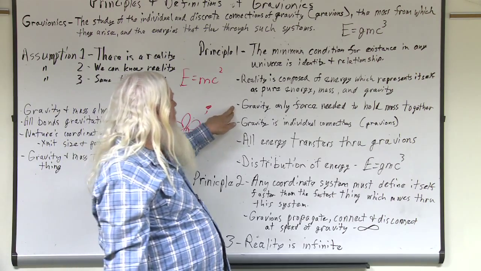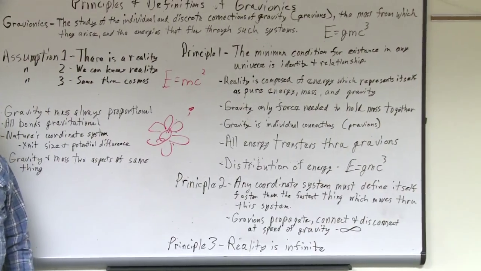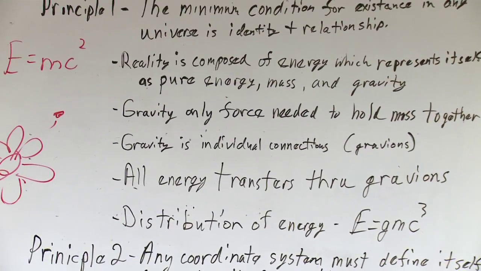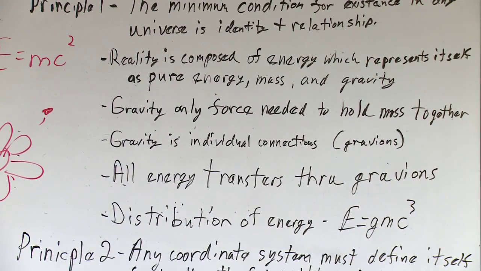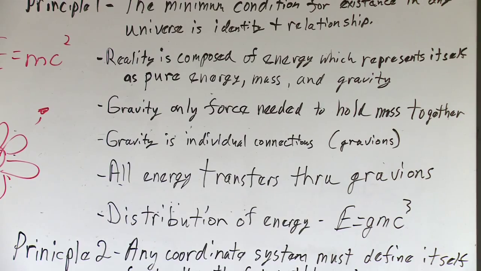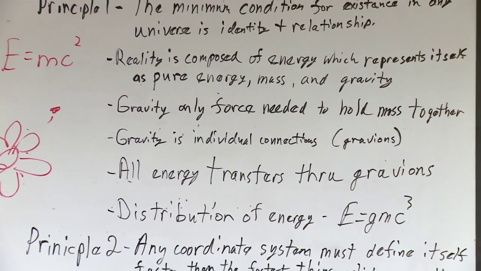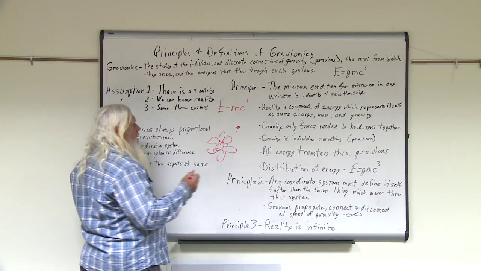The second thing is gravity is the only force needed to hold mass together. Right now in science we have a whole bunch of different bonds, like the electron bond, and that's not considered a gravitational bond, but gravionics considers it a gravitational bond. And also we have things within the nucleus that hold it together. I believe all of those are gravitational, and the strong force, I believe, is actually a part of that.